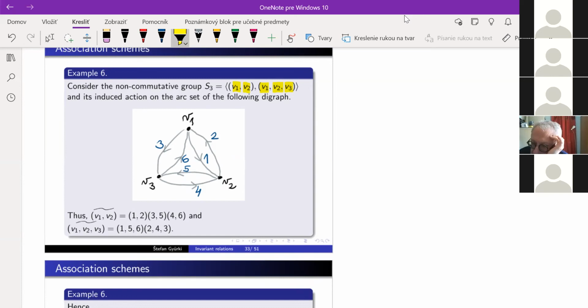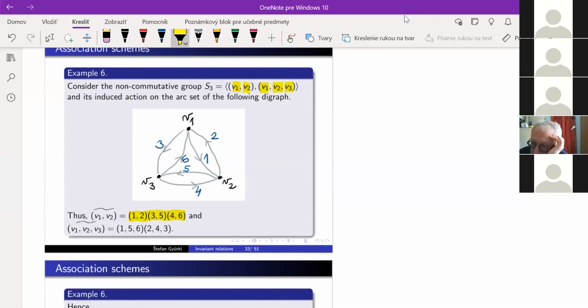So the first generator of the group, which is interchanging vertices V1 and V2, is generating or inducing a permutation of the darts, which can be written like this. So the dart 1 will be interchanged with dart 2, 3 goes to 5, 5 goes to 3, and 4 and 6 will be also transposed.